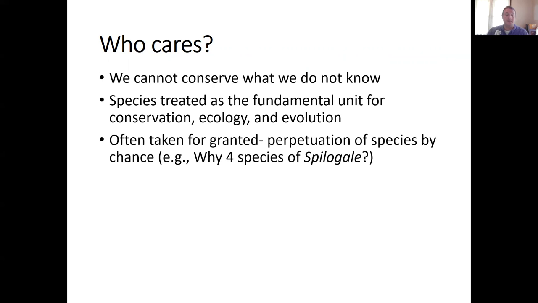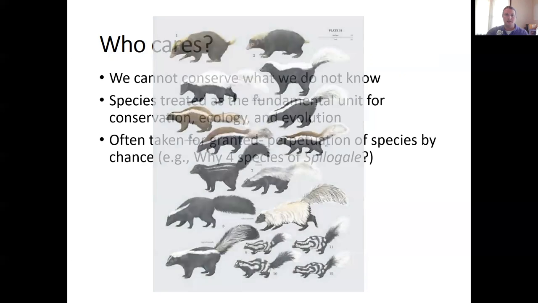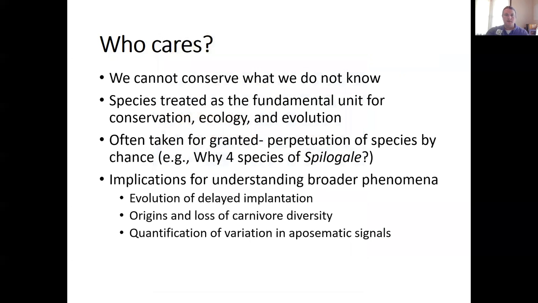In this case, why 4 species of Spilogale, as indicated in this figure from the Handbook of Mammals of the World 2009, which shows the 4 extant species? For Spilogale in particular, there are implications for understanding much broader phenomena, including the evolution of gigantism, origins and loss of carnivore diversity, and quantification of variation in aposematic signals, just to name a few.